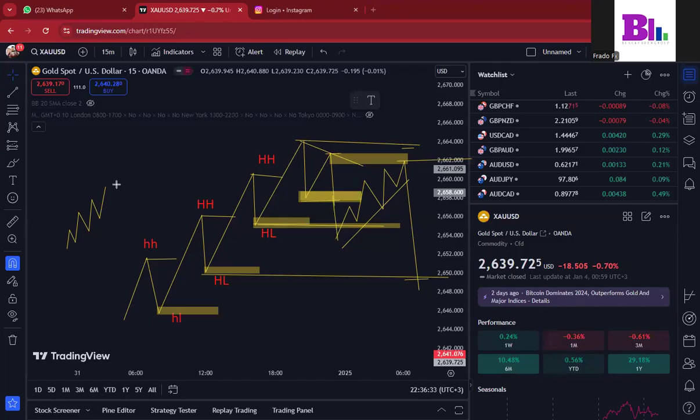Sorry, I want to remove this one. So let's take an example, this zone. Then I can show you something that is very, very important.